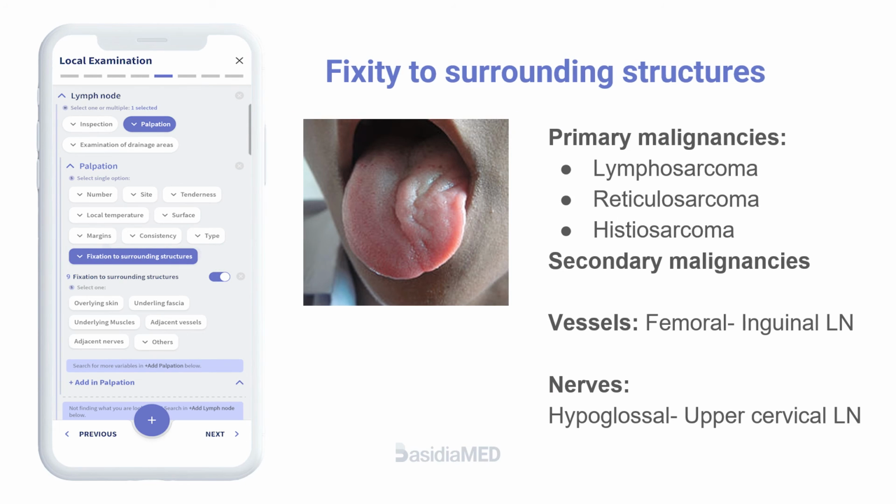Fixity to skin, the deep fascia, the muscles, the vessels, the nerves, etc., is an important diagnostic clue. Any primary malignant growth of the lymph nodes, such as lymphosarcoma, reticulosarcoma, histiosarcoma, or secondary carcinoma, is often fixed to the surrounding structures. In carcinoma of the penis, the secondarily involved inguinal group of lymph nodes infiltrates the femoral vessels, causing hemorrhage. Upper deep cervical lymph nodes may involve the hypoglossal nerve and cause hemiparesis of the tongue, leading to deviation of the tongue to the same side.